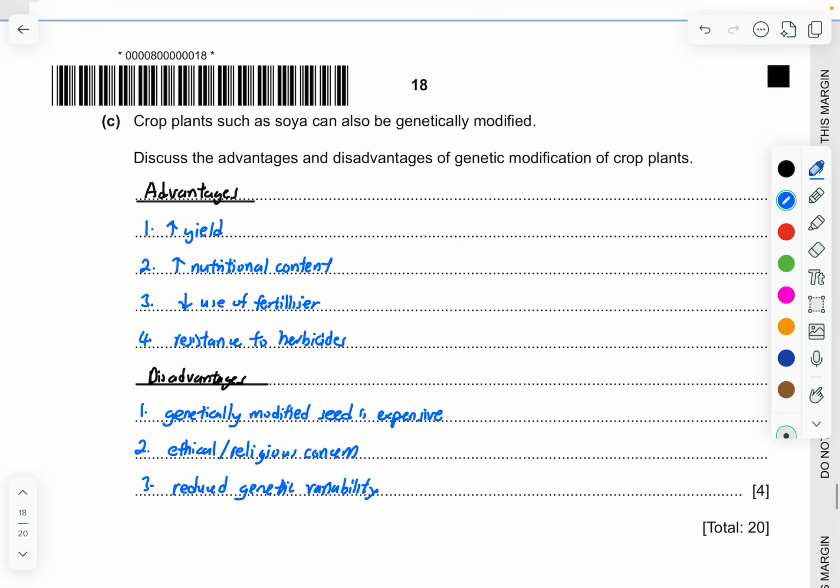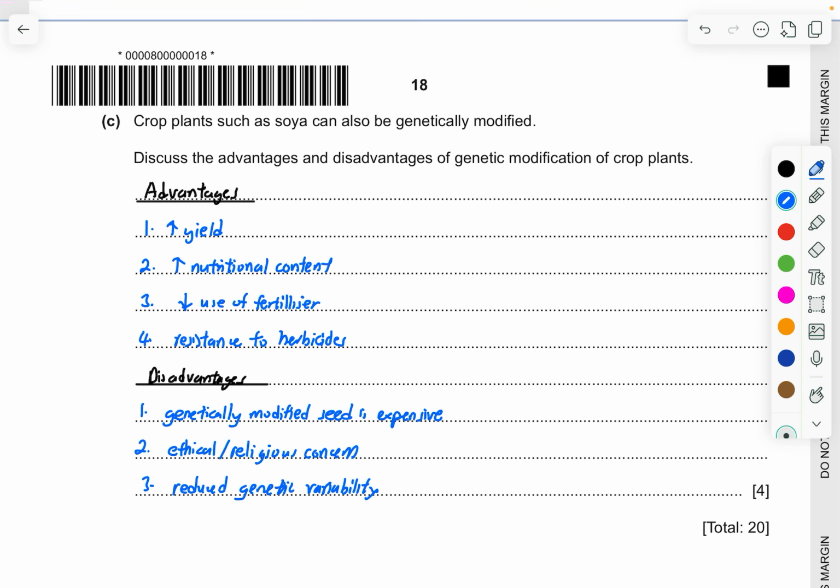Okay, so crop plants such as soya can also be genetically modified. Discuss the advantage and disadvantage of genetic modification of crop plants. For these kinds of questions, you definitely will know the advantages, but the struggling part is the disadvantages. But again, we'll go to the advantages first.